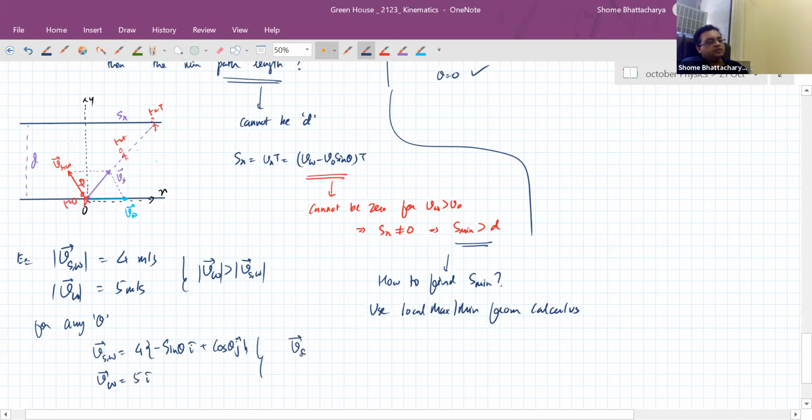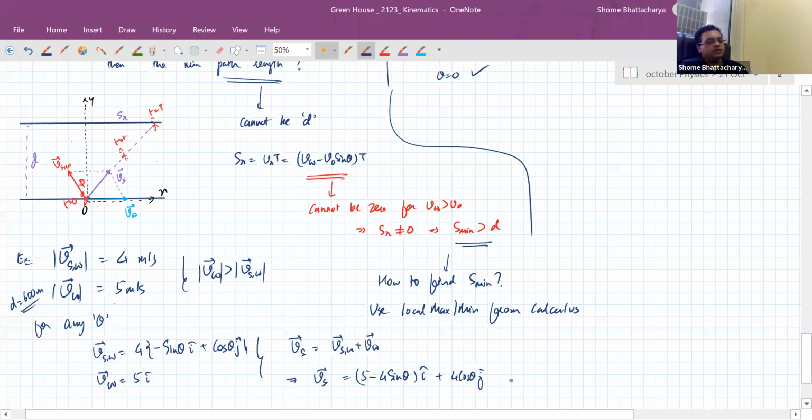So now the net velocity of the swimmer, which is the sum of these two, is becoming 5 minus 4 sine theta I cap. And as described above, this cannot have an x component which is 0. So that is why he cannot cut the drift. The minimum distance will have to be more than the width of the river. Let's also take a case where the width of the river is also given to us. D is, let's say, 600 meters. So now we want to find the minimum distance traveled and all that.